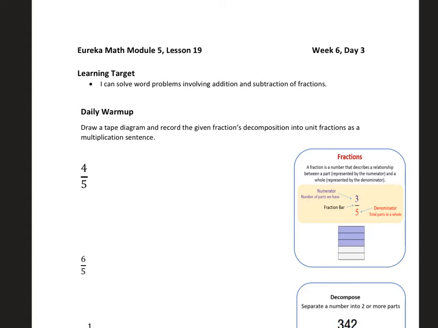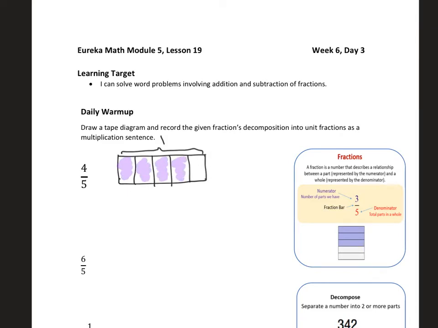I'm going to draw the tape diagram that represents this fraction first. Our first one is 4/5. I'm going to draw a tape diagram and divide it into 5 equal pieces. I know this is going to be one whole, so I'll label that. And I'm going to shade in 4 units.